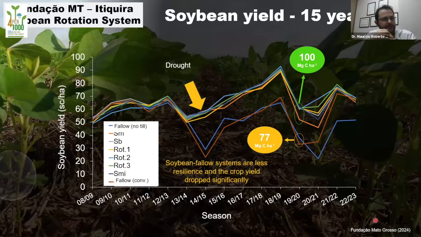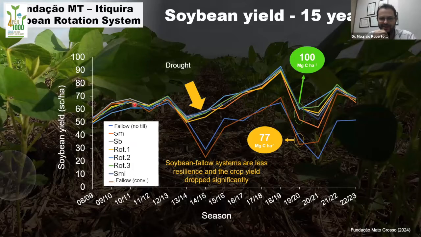In another experiment in Mato Grosso state, a beautiful experiment conducted by Mato Grosso Foundation, we can see a 15 year experiment where the colleagues are testing two systems with a fallow, in no tillage and in conventional tillage, and 3 succession strategies and 3 rotation strategies. It's too much detail to talk about right now, but let's see the results in a broad vision. So in the first 6-7 years, all the treatments respond in the same way.